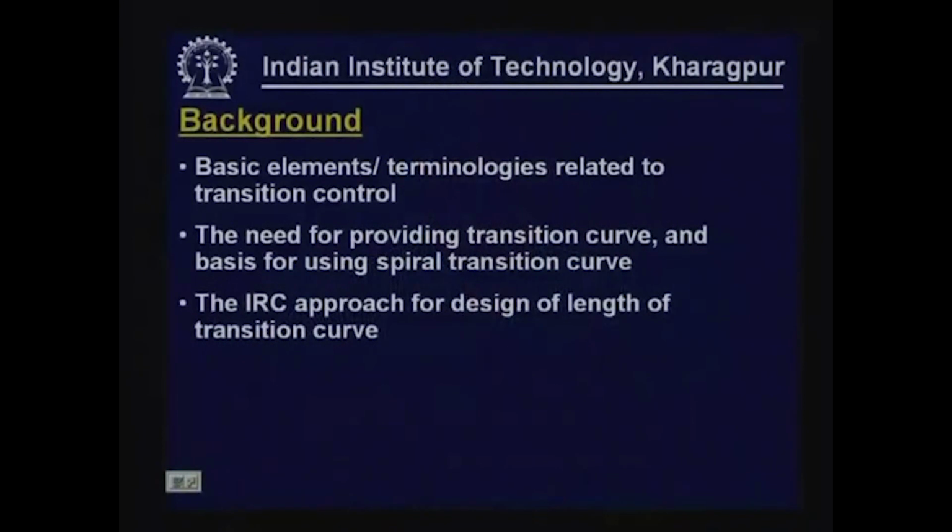In lesson 3.10, we have discussed various basic elements and terminologies related to transition control. We have discussed the need or advantages of providing a transition curve, and also the basis for using a spiral transition curve. Why is a spiral curve used in horizontal alignment? We have also discussed the Indian Roads Congress approach for design of length of transition curve. So, all these aspects we have discussed in lesson 3.10.